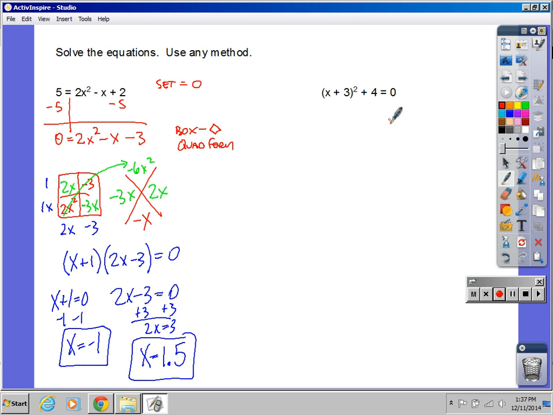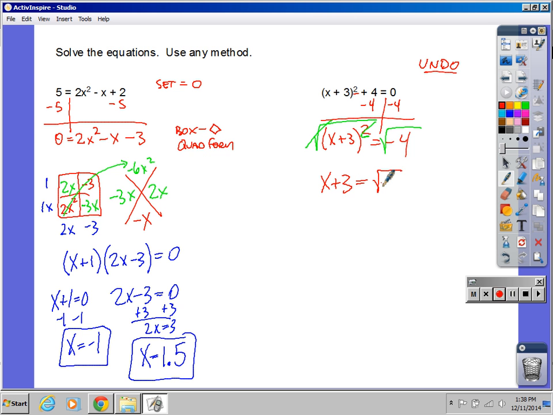Over here is a little bit different because I don't have x squareds and x's. Yes, I have a square, but I don't have x squared and x. So here I can just solve by undoing. Okay, so first is going to be subtract 4. So I get x plus 3 squared equals negative 4. Second step is to square root both sides to get rid of the square. So the square root and the square just cancel each other out. So I'm left with x plus 3 equaling the square root of negative 4.